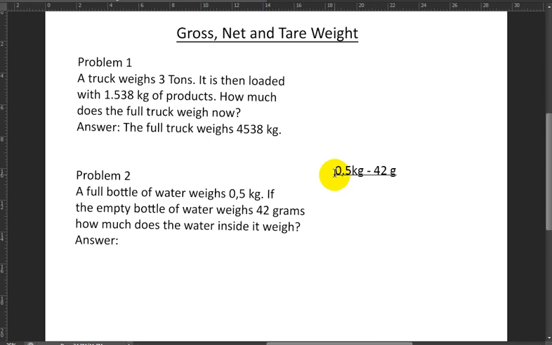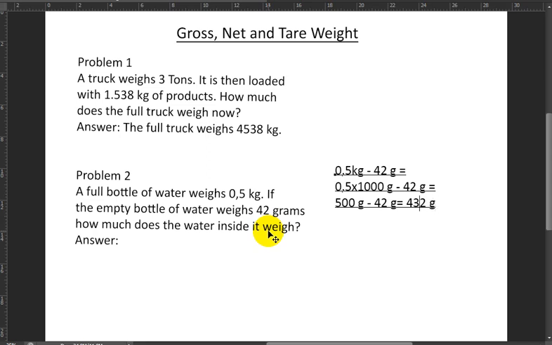But wait, again, they are in different units of measurement. So I need to first convert one to the other. I'm going to convert the kilograms into grams by multiplying this number by 1,000. So I'm going to do 0.5 times 1,000, and it's going to become grams, minus 42 grams, which stays the same. 0.5 times 1,000 makes 500 grams minus 42 grams. And if you do this subtraction vertically, what you're going to get is 432 grams.